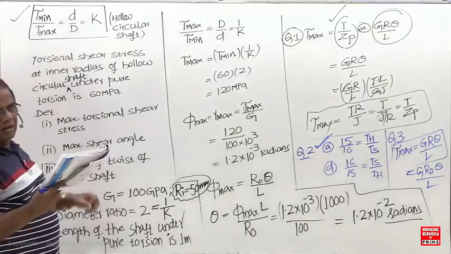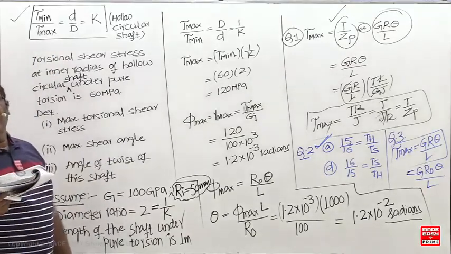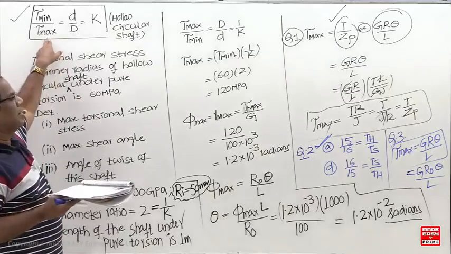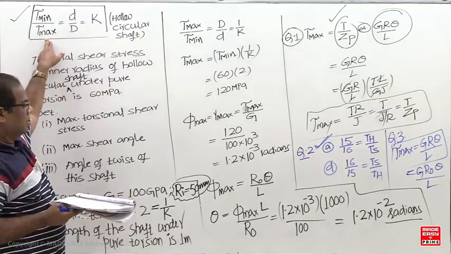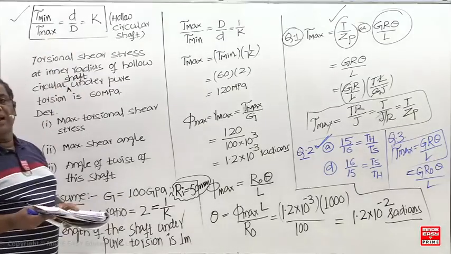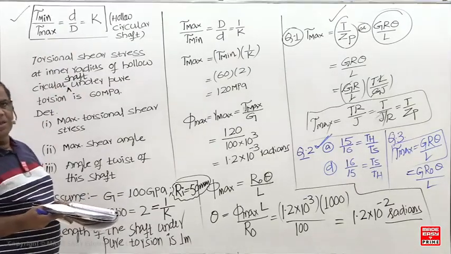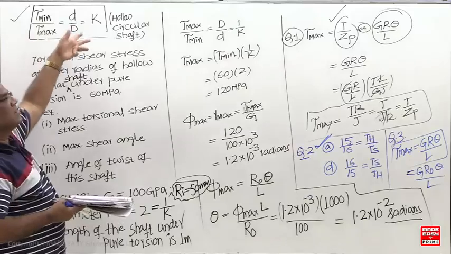From this now, first you have to find out the hollow. How to find out the maximum now? How to find out the maximum? 16T by pi d cube, 16T by pi d cube into 1 minus k to the power of 4. Then how to find out the tau minimum? Now by using the ratios.